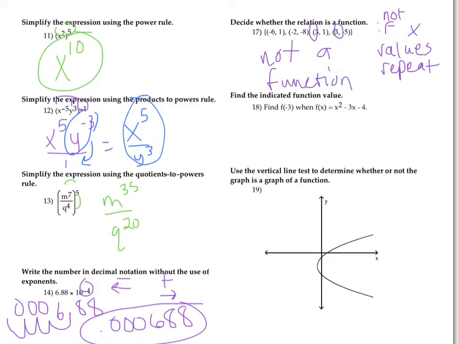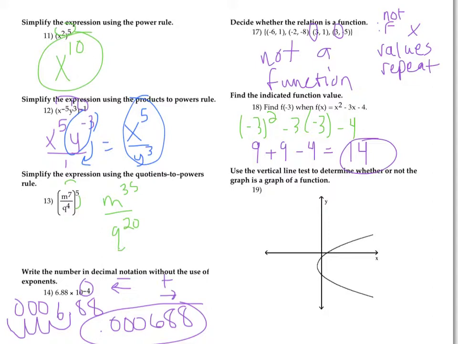Find the indicated function value, you just plug it in for the x's and do a little bit of order of operations. So it's 9 plus 9 minus 4, which is 14. I think. Gonna check that real quick. Yep, 14.